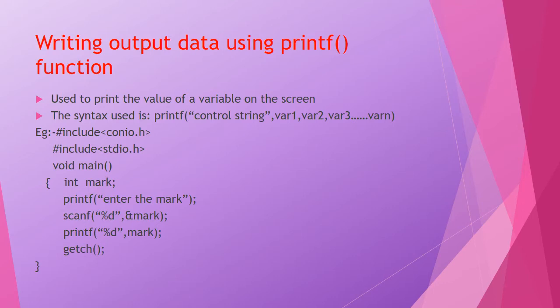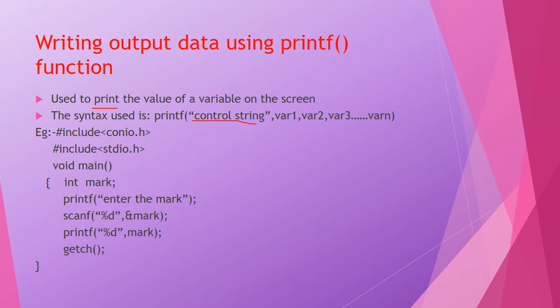To print the value of a variable on the screen, we use the print function, or the printf function. The syntax for it is the same: control string, variable 1, variable 2, variable 3, etc., variable n. So I'll give a program to explain what scanf and printf are. Here I am printing the mark.